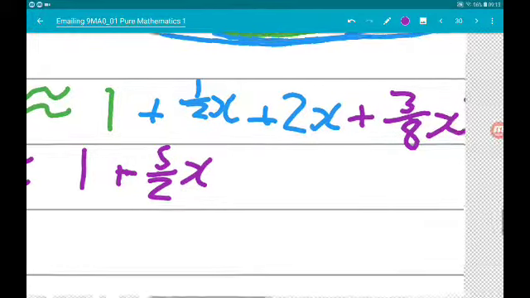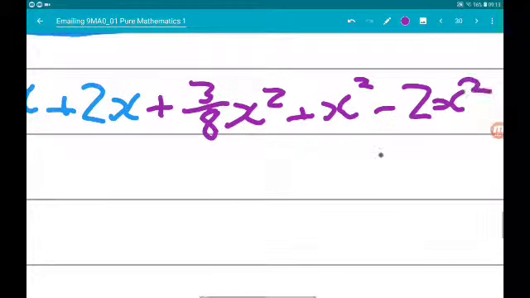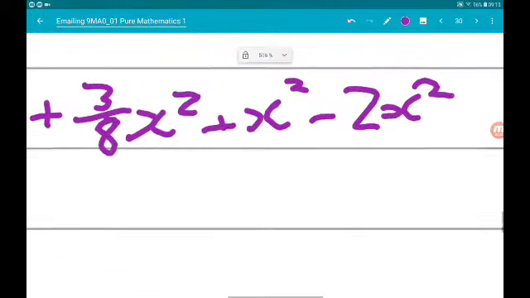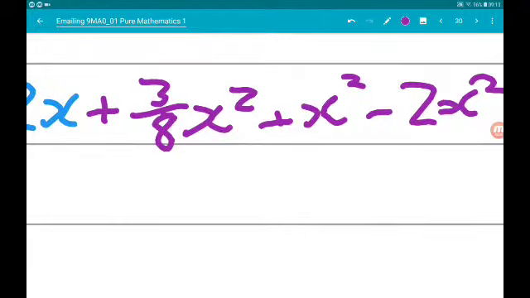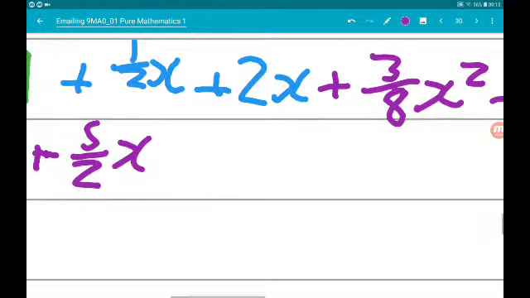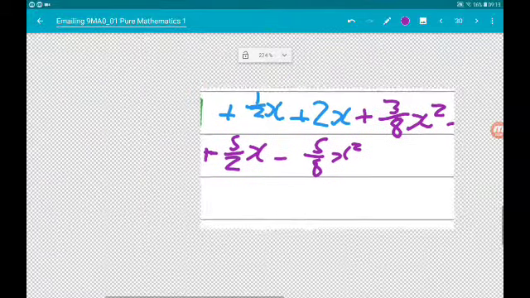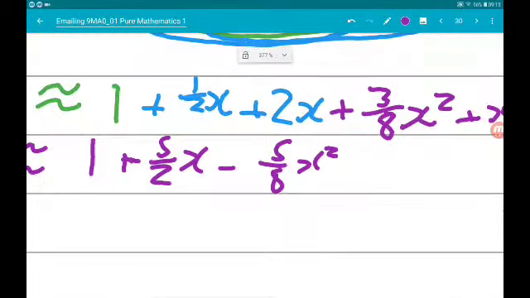And then we got, let's see, let's worry about the whole x squareds first. So we got plus 1x squared minus 2x squared, so that's minus 1x squared. And then we got add 3x squared over 8. So minus 1x squared is minus 8 eighths x squared. So add 3 eighths onto that and we get minus 5/8 x squared as we wanted. So, job done.